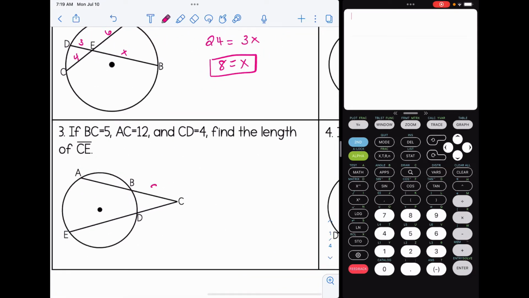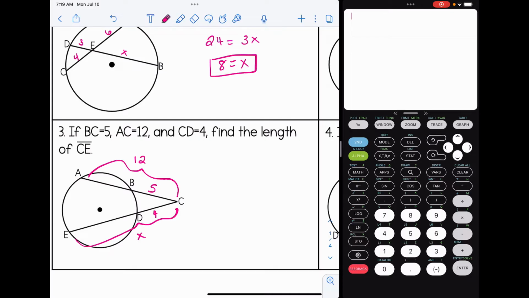Number 3, BC is 5, AC is 12. When you're labeling that whole thing, put a nice big bracket there so it doesn't get confusing. CD is 4, and we're looking for the length of CE. So I'm going to put X there. This is definitely the 2 secant option. Notice both line segments cut through the circle. And that rule is the outer times the whole equals the outer times the whole.